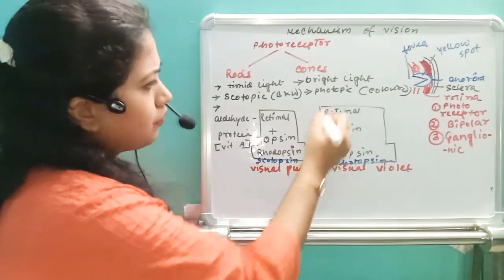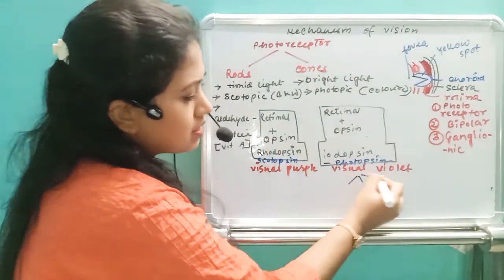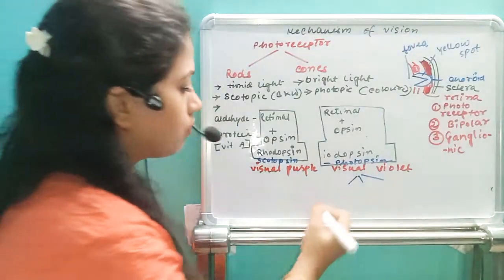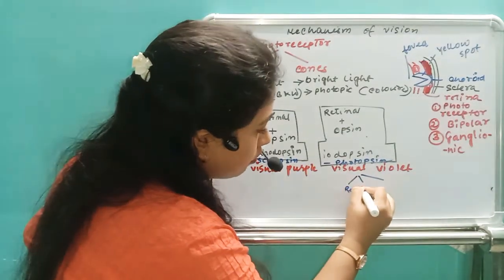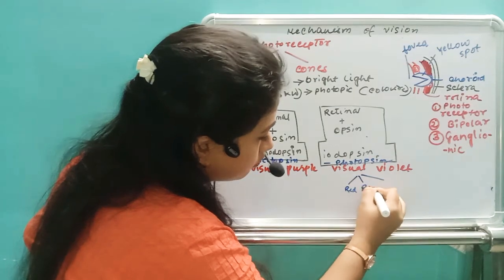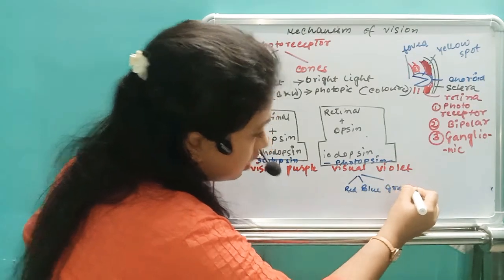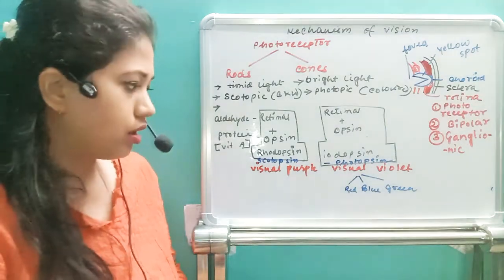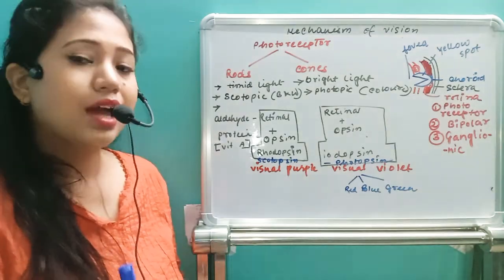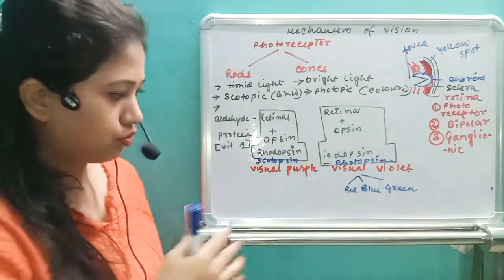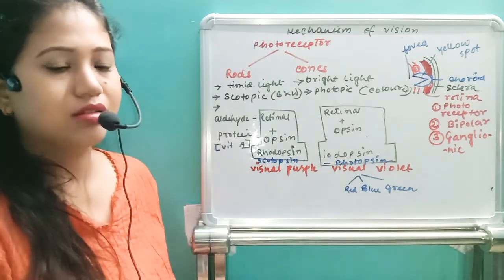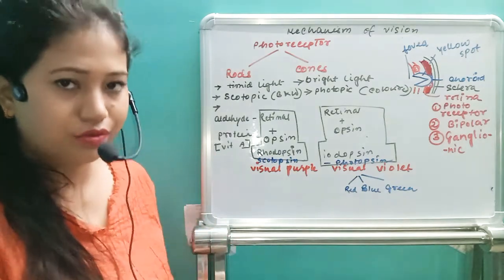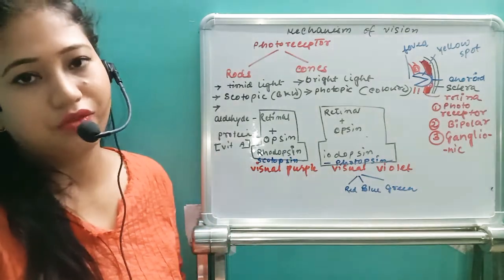Now when it comes to the cones, why can we see different colors? There are three types of cones only. What are they? They are red, blue and green. We can see different colors due to the mixing of, suppose, some part of red and some part of green. That's how we are able to see different colors.